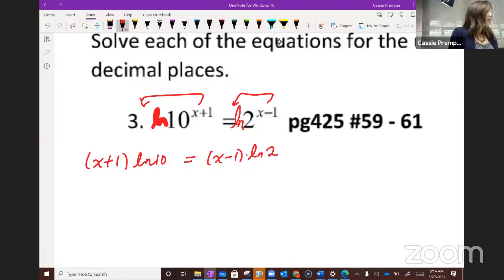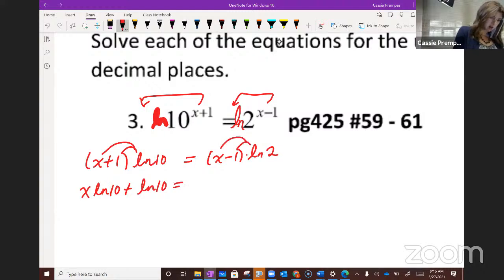What am I going to do with that ln of 10? Chloe? You want to separate it, the x plus 1, so it's x on 10. Nice. I need to get rid of those parentheses, so I need to distribute. And that gives me x times ln of 10 plus 1 times ln of 10 equals, I want to do the same thing on the other side, x times ln of 2 minus ln of 2.